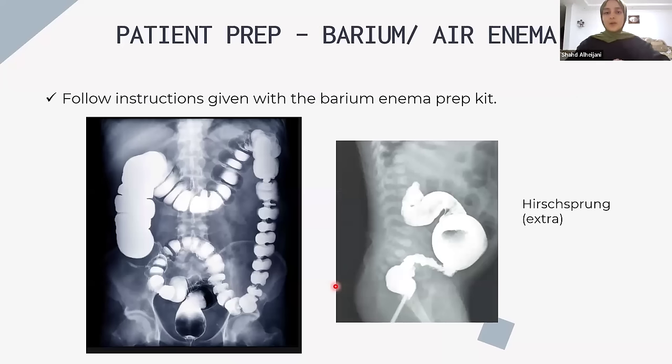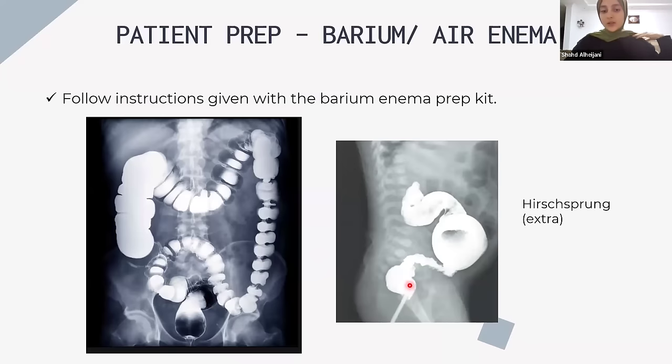And barium or air enema. Here, you just follow the instructions given with the kit. There's no specific thing you need to know. And with the barium enema, you go through the colon, you inject something. It can either be the barium contrast or it can be just air enema.